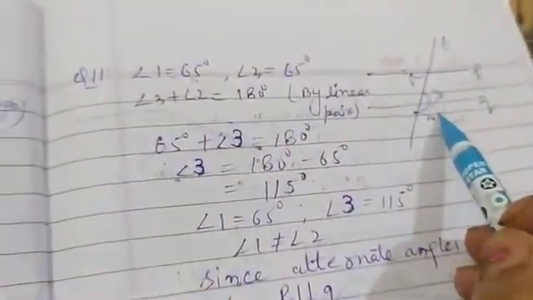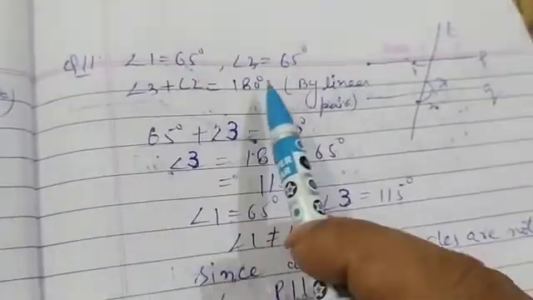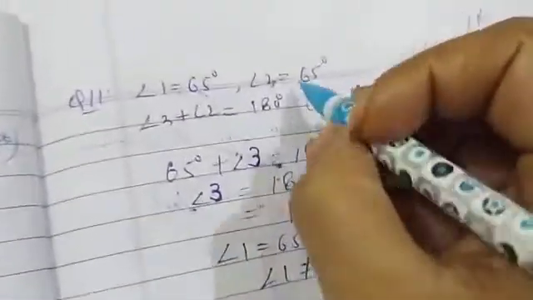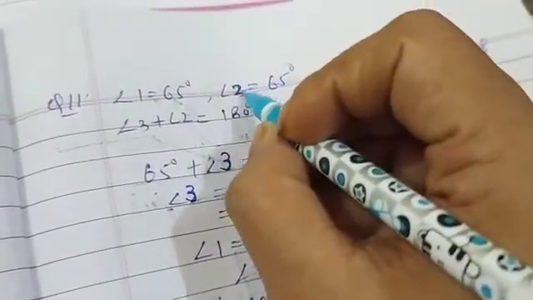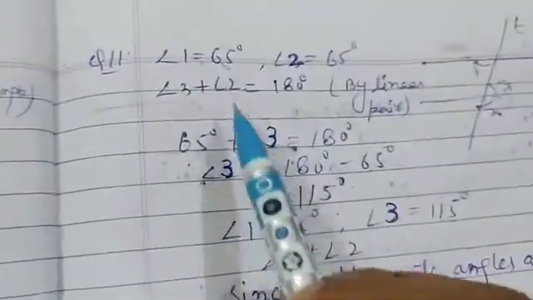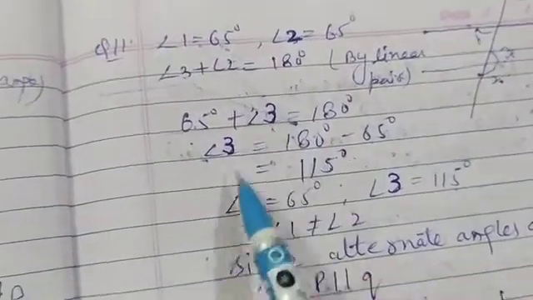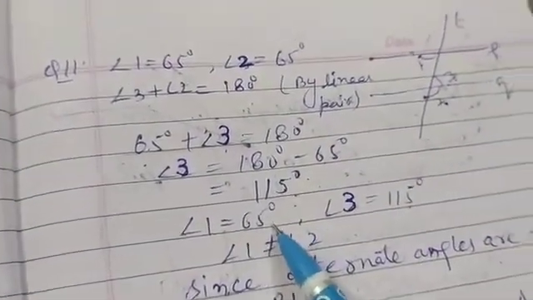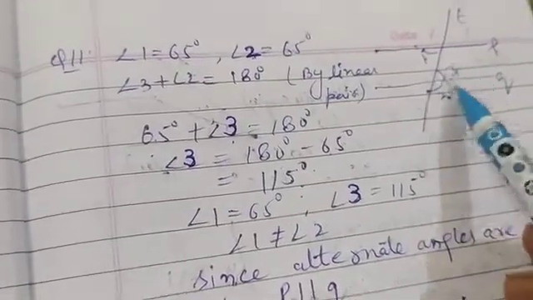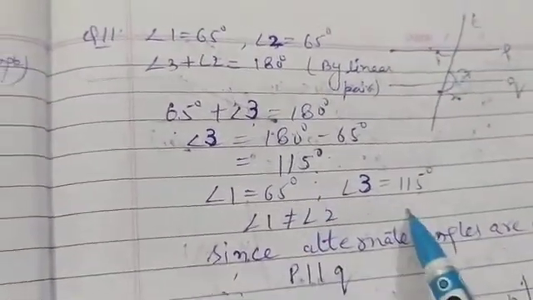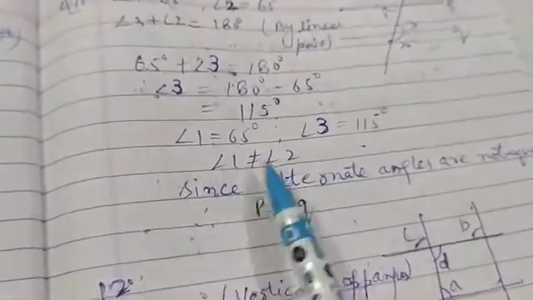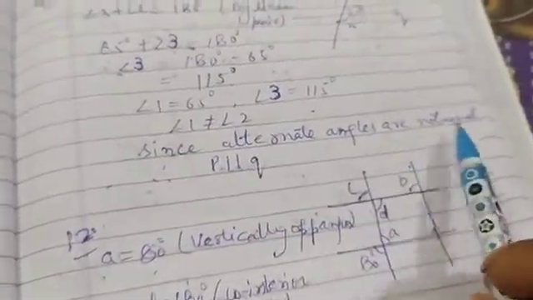So angle 3 plus angle 2 is 180 degrees. The value of angle 2 is 65 degrees, it is given in the question. Put angle 3 here. So angle 3 is 180 minus 65, 115. Now angle 1 is 65 and angle 3 is 115. They are alternate angles, but they are not equal. If alternate angles are equal, then it is parallel only. But the angles are not equal, since alternate angles are not equal.